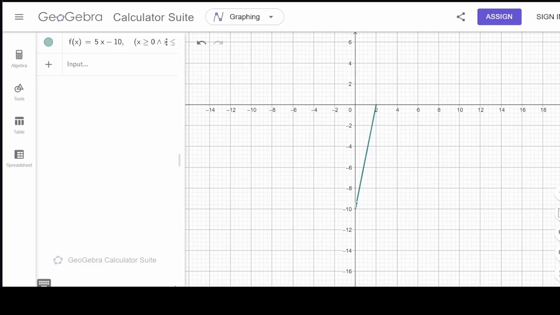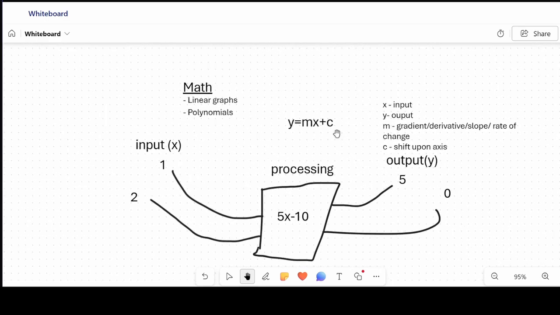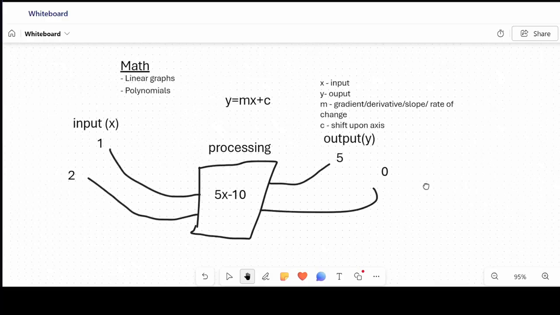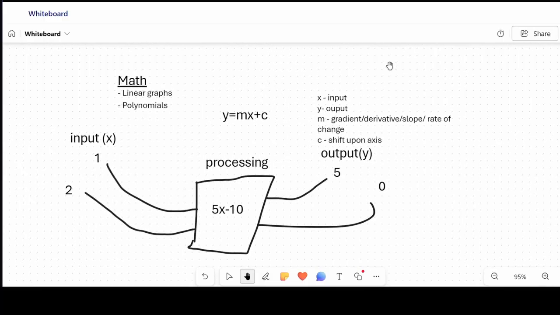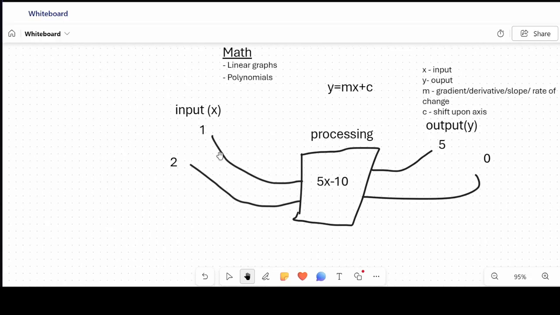And that's about everything you need to know for linear graphs. They're quite simple, quite easy to understand. If you don't understand the graph, you can use our little spider diagram here. You put in your input, you have a processing block, and you will get an output.